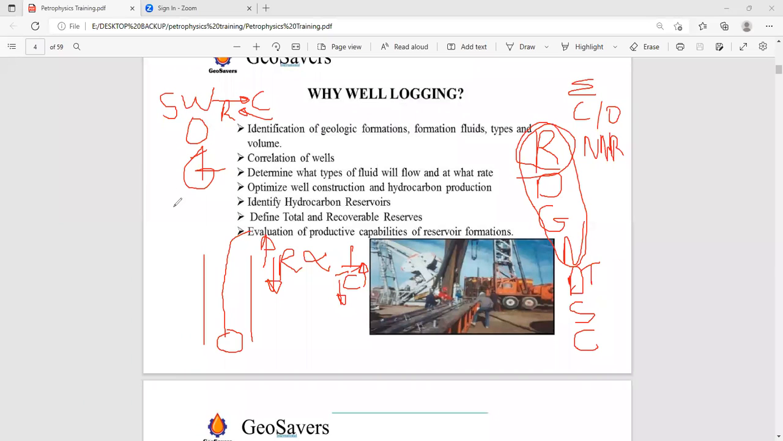Oil and gas, generally, we call them hydrocarbons, and hydrocarbons have very, very low conductivity. It means that the resistance of this hydrocarbon is very, very high, with gas having the highest resistance.